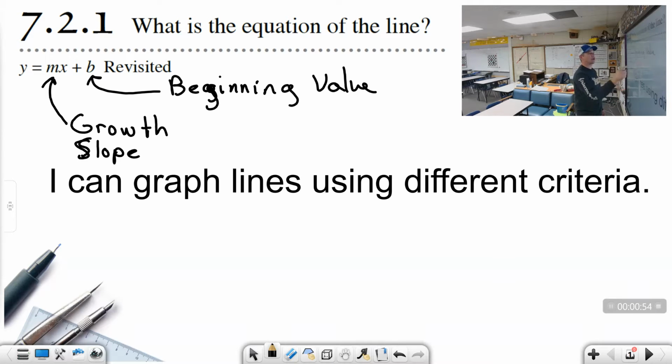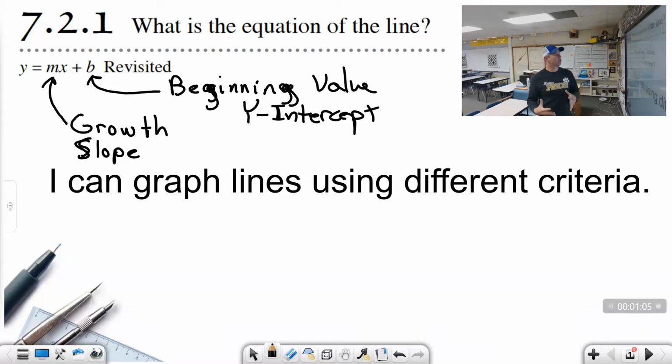Another word for beginning value is going to be the y-intercept. Now, what we're going to do is revisit these lines. The problem is a little bit ridiculous, but roll with me here, okay? We're going to go through and look at lines. Lines are defined by their growth and their beginning value.